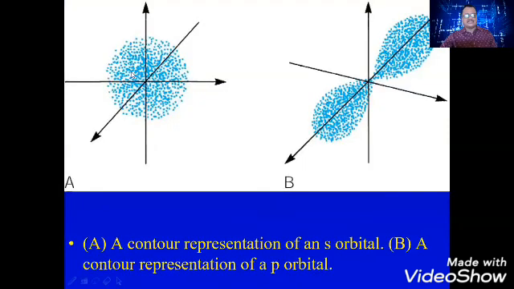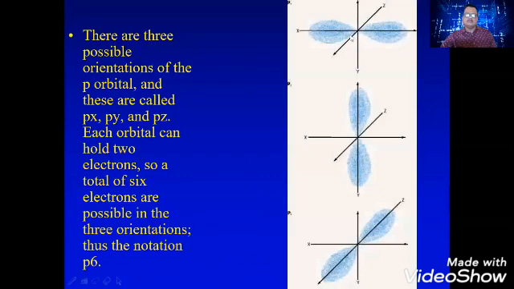So here, this is the s atomic orbital. It is spherical in shape. The p atomic orbital has a dumbbell shape. These dots represent the probability of finding the electron around the nucleus. And the p subshell has 3 orientations, and each orientation represents one atomic orbital.